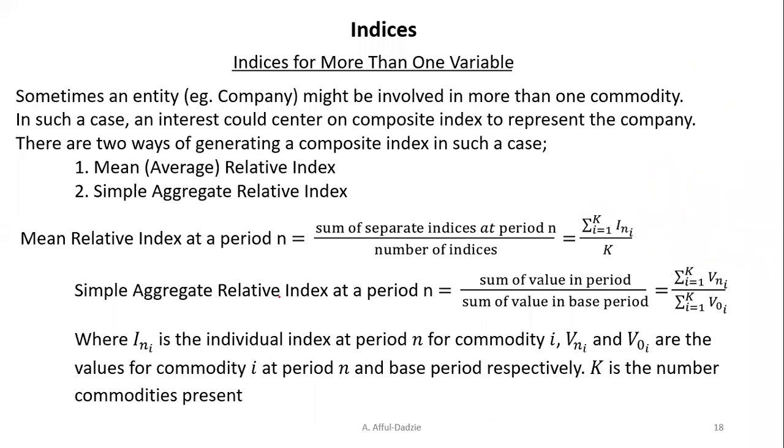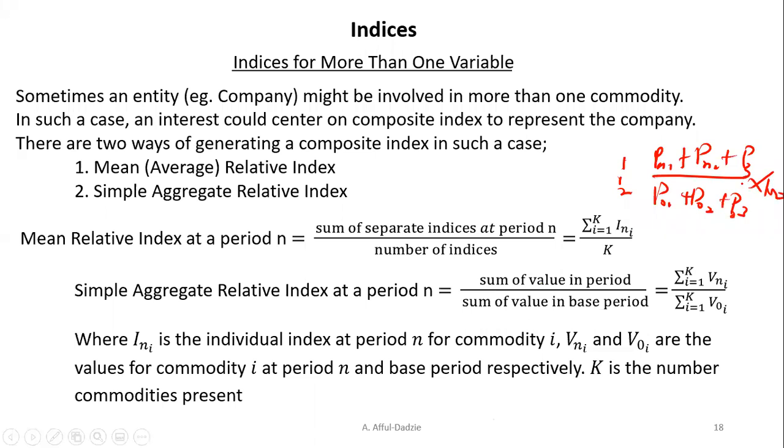Then in the case of the simple aggregate index, what it's saying is that you sum all the values in the period. If you have the three products 1, 2, and 3, you take all their current values, so PN1 plus PN2 plus PN3, divided by PO1 plus PO2 plus PO3, all times 100.